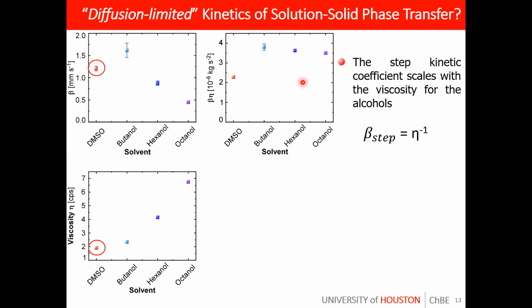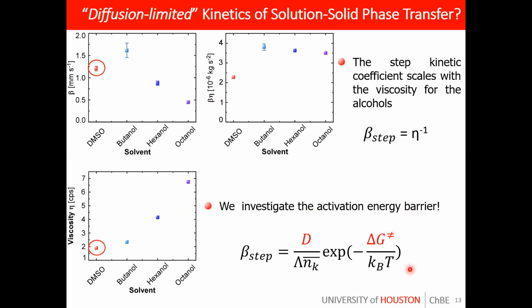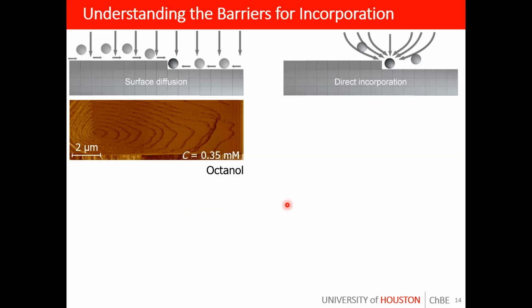And this discrepancy is highlighted even more here, where we see that for the alcohols, the product of step kinetic coefficient and solvent viscosity is more or less very similar, while in DMSO it's actually a factor of 2 lower. In order to understand this, we look into the activation energy barrier, and we try to understand how it is affected by solid-solvent interactions.